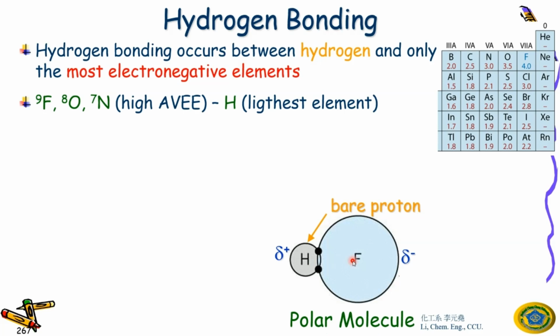Okay, and we understand this is what we call a polar molecule. And the bonding of this hydrogen and fluorine is what? Covalent bond, right? Covalent bond. However, if you have another molecule, and this molecule is again a hydrogen fluoride, and if these two are close enough, this electron will be pulled to here. So the bonding is very strong, and also you have a very good electronegativity in this region.